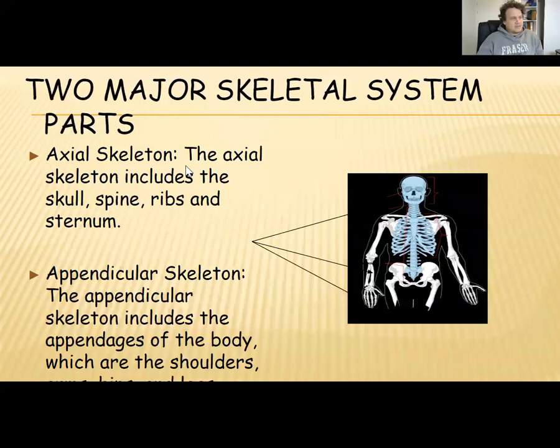We have the axial skeleton, which is this middle front bit, which has the skull, the spine, the ribs, and the sternum. And then we have the appendicular skeleton, which is all the appendages of the body. Axial, big bit in the middle. Appendicular is everything else.